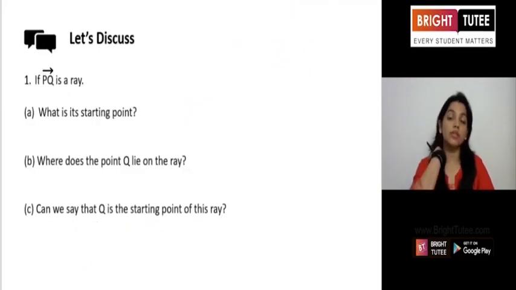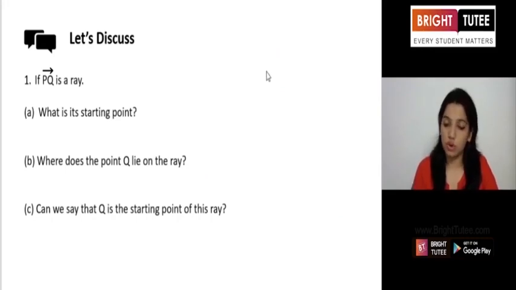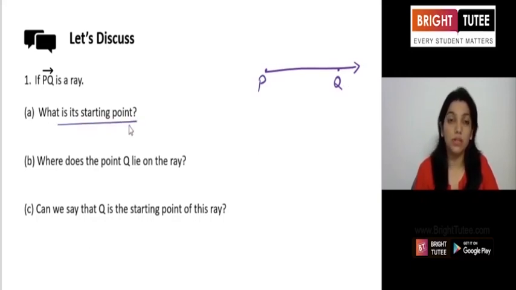Now let's discuss some questions so that we have an even clearer idea of what a ray is. The question reads, if PQ is a ray, so let us draw a ray. So it says PQ. Starting with point P, going endlessly in the other direction. So this is point P and this is point Q. Here it says, what is its starting point? Clearly we can see that it says PQ. Always the alphabet that you see first is the starting point. So here the answer is point P. P is the starting point.